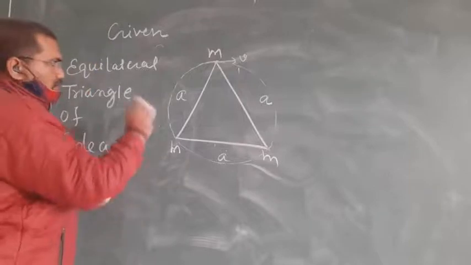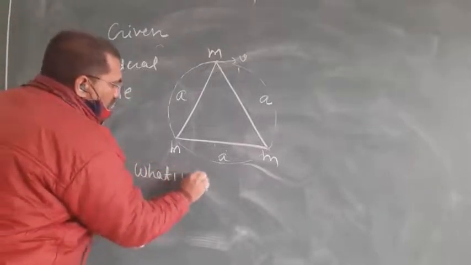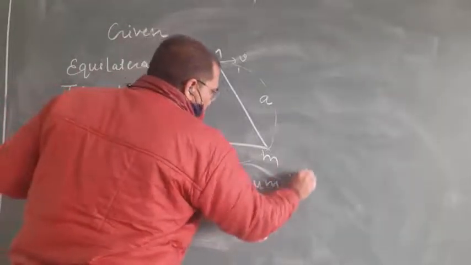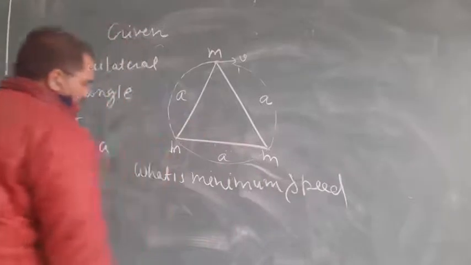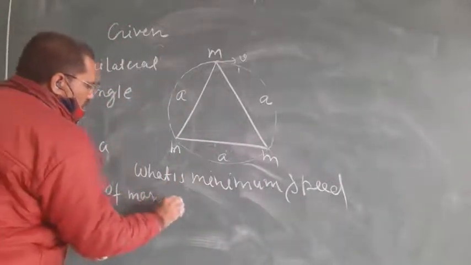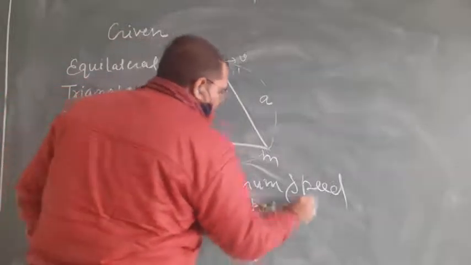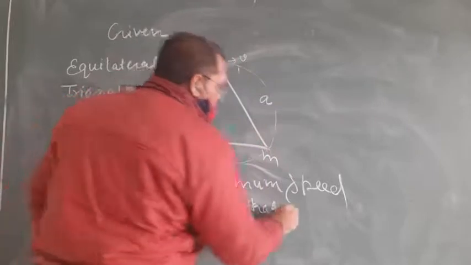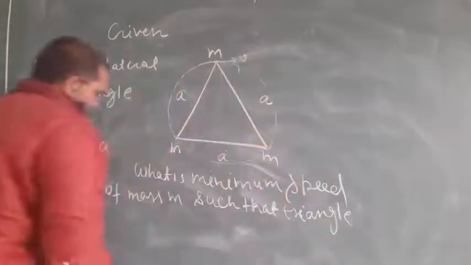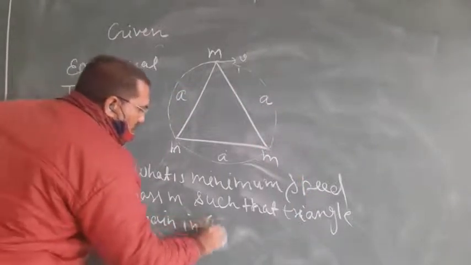Write it down, make a diagram. What is the minimum speed of mass small m such that the triangle remains in a circle?